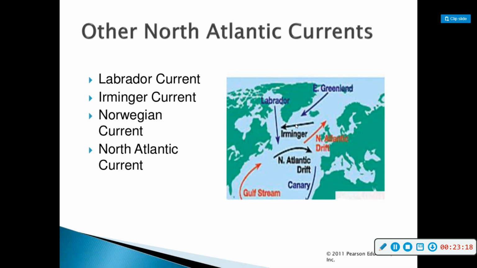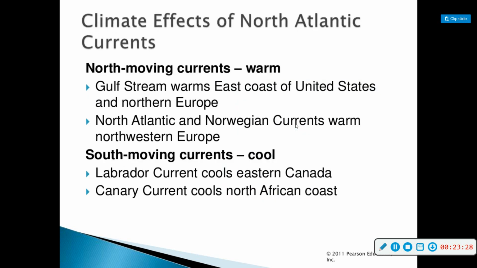You can see some curlicues right in there with some core rings. Oops, we missed one. Then we have the Labrador, the Irminger, I don't know how to say that, and then the Norwegian current and the North Atlantic current. So, north-moving currents: you have the Gulf Stream, which warms the east coast of the U.S. and northern Europe. Then you have the North Atlantic current with the Norwegian, and they warm northwestern Europe. And then you have south-moving currents, which are cool. Labrador cools eastern Canada, and the Canary cools the North African coast.